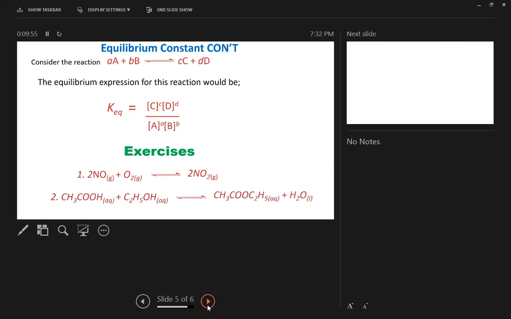And also number 2, we have ethanoic acid, CH3COOH, in aqueous form, reacting with ethanol, C2H5OH, also in aqueous form, to produce ethyl ethanoate, also in aqueous form, plus water in liquid form. Now, I want a representation of the equilibrium constant for this expression. And I'll be expecting your feedback soon.